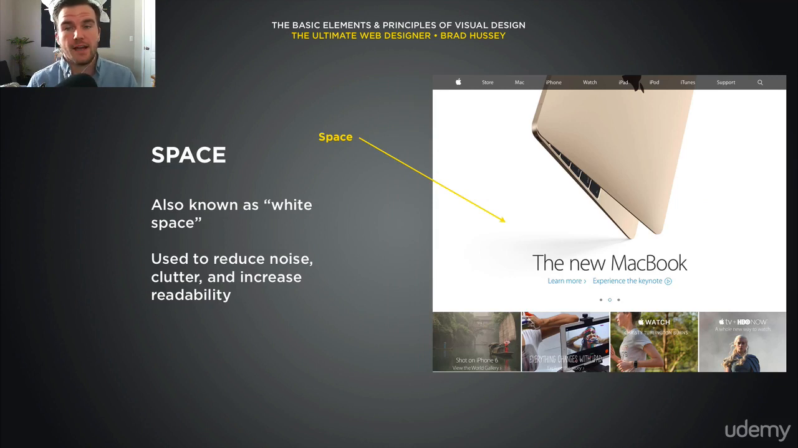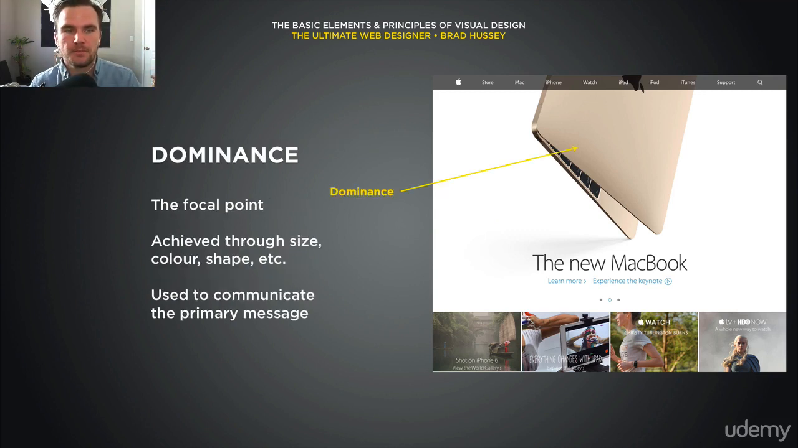Space is also known as white space and is used to reduce noise, clutter, and increase readability within a design or a website. So here with the Apple homepage, you can see a lot of white space being used to accentuate the new MacBook. Dominance is the focal point achieved through size, color, shape, and so on and so forth, and is used to communicate the primary message. Here again with the homepage of the Apple website, the new gold MacBook obviously has dominance over this page.